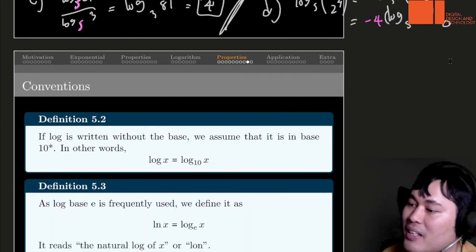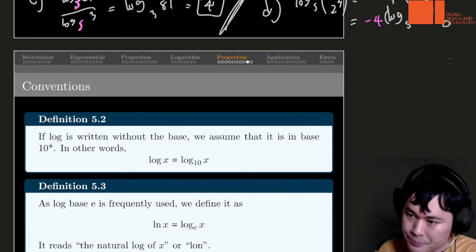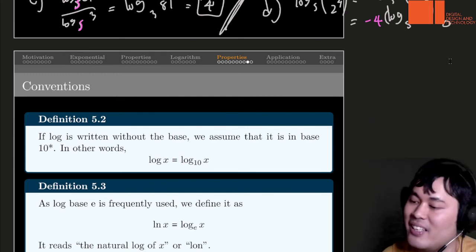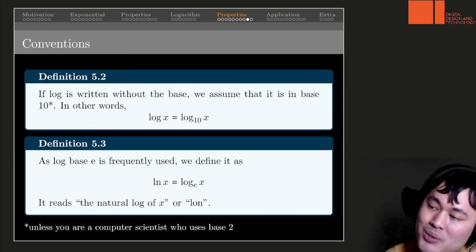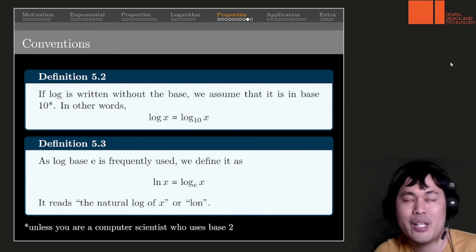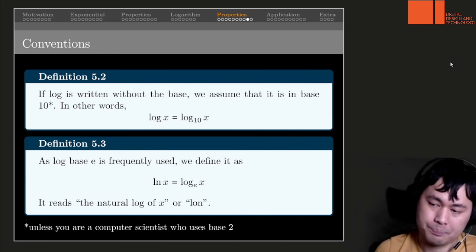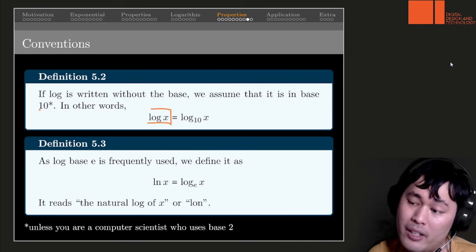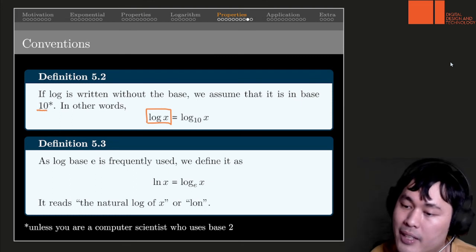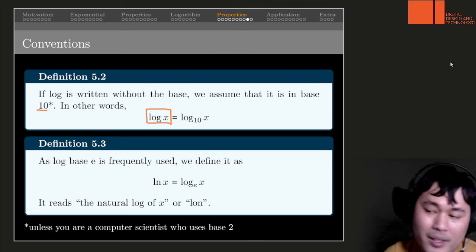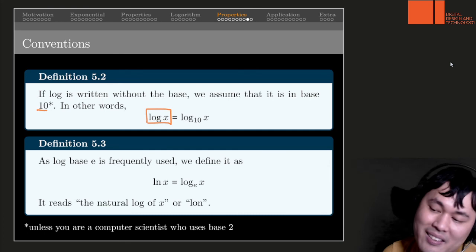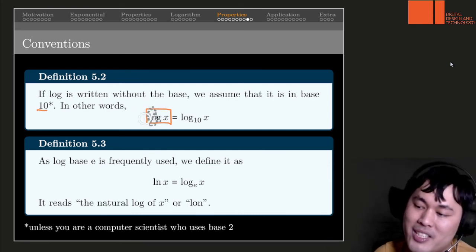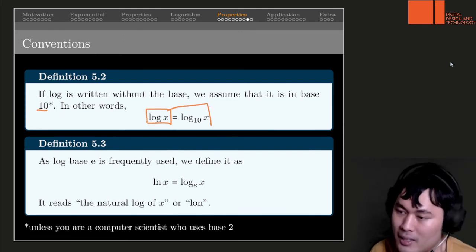One last thing about some conventions. Whenever you use something a lot, people tend to abbreviate things. And there are two different ways people abbreviate. First, if the log is written without any base, we assume that it's base 10. Because again, base 10 is used a lot, so let's make it the default version of the logarithm function. And so these two are the same.